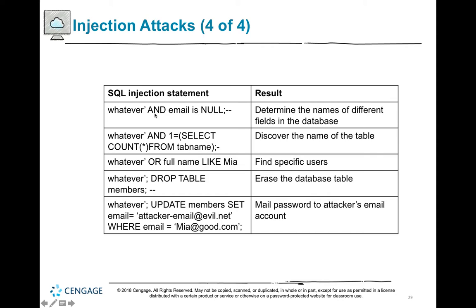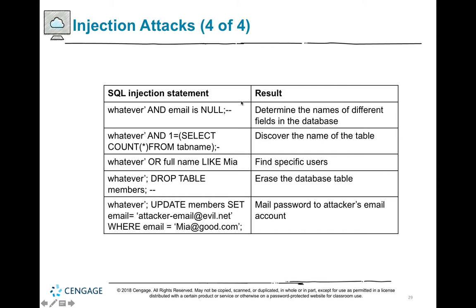and then fill on with additional SQL commands. So, and email is null. The semicolon is a SQL end of statement, and then this dash dash indicates that everything that follows is a comment. So that comments out the rest of whatever the application intended, if they had additional SQL commands past your input. It just comments it out. So, email is null. Not sure what they're trying to do there. So the result is to determine the name of different fields in the database.